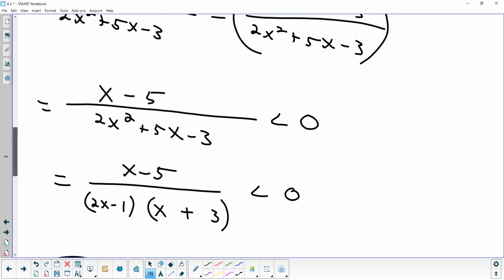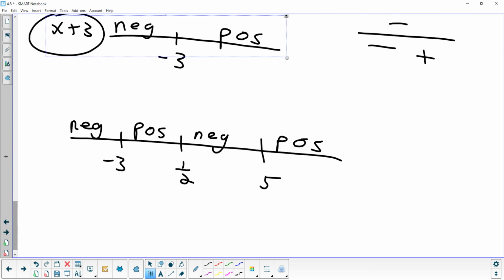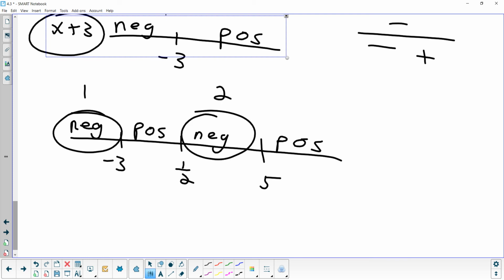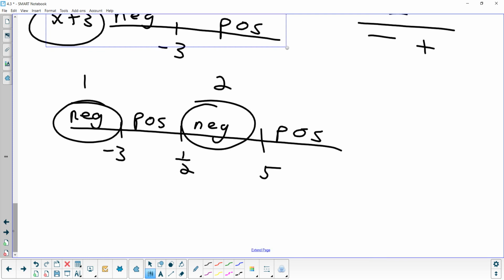Go back up. They want to know where you're less than 0. Right here you're less than 0. And right here. That's the first and that's the second. How would you write this interval? Everything below -3. Yep. Interval notation. It would be parentheses, negative infinity, comma -3. And what here?